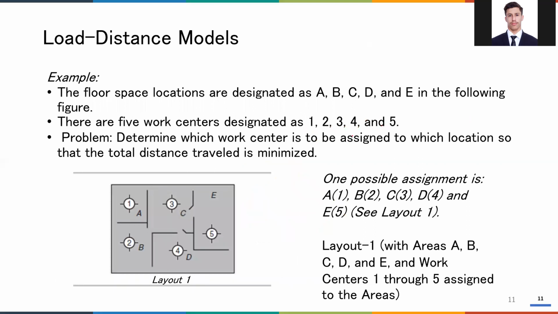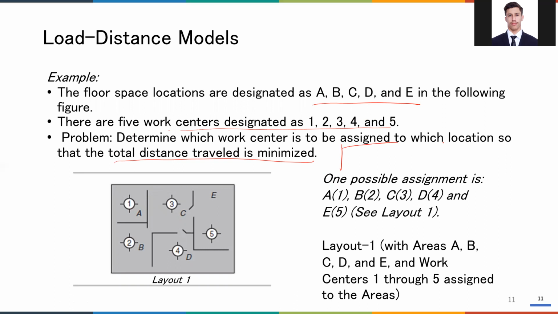Let's say we have A, B, C, D, and E locations. So it means we have, this one cannot be changed. So we have, let's say, 5 rooms, and then we have 5 work centers, 1, 2, 3, 4, 5. And our job is to assign these work centers to the dedicated locations, A, B, C, D, E, so that we can minimize the total travel distance.